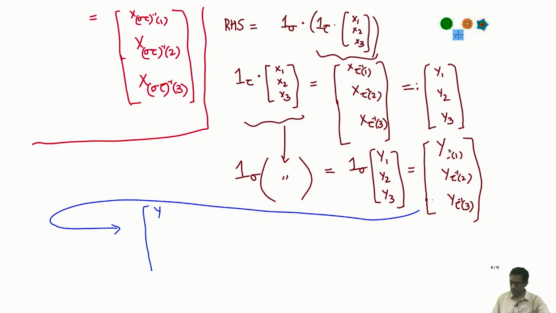I made these taus instead of sigmas. So sorry, recall, I'm hitting it with a 1 sigma. So sorry, these should all be sigmas instead of taus. So let's make that change. So this should actually be y sigma inverse 1, y sigma inverse 2, y sigma inverse 3. Now what is y of any index? From here I observe it is x sub tau inverse of that index.